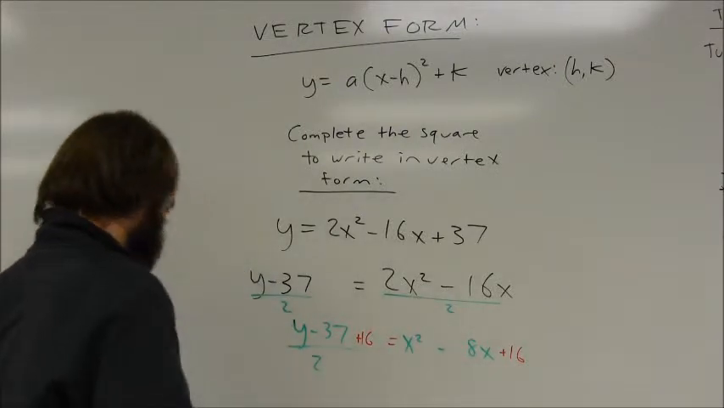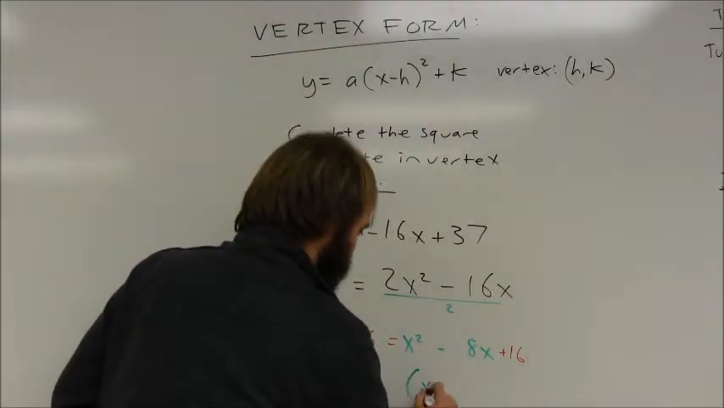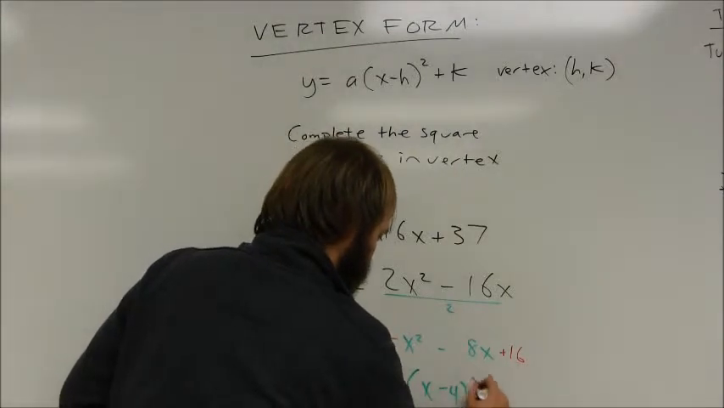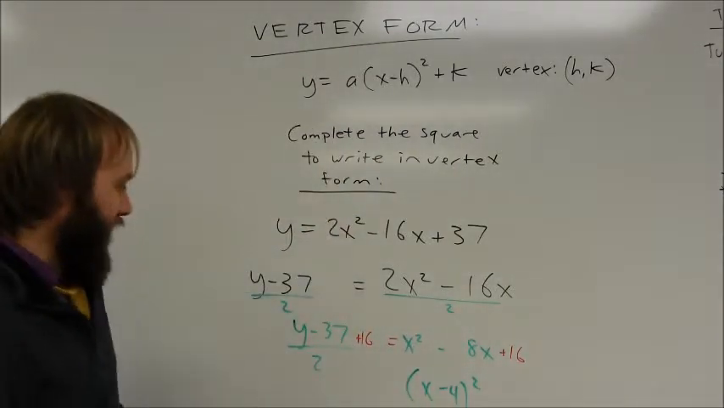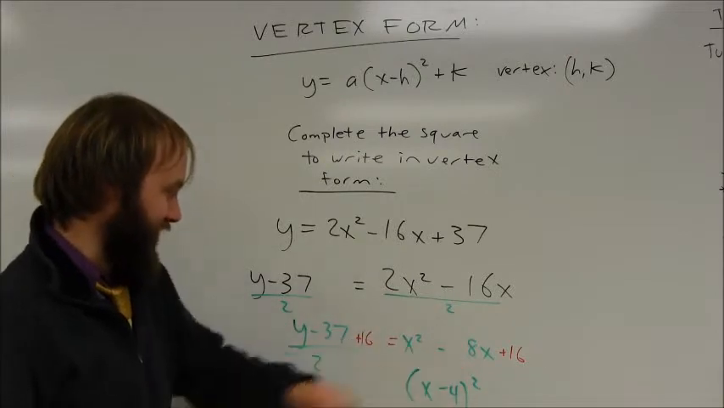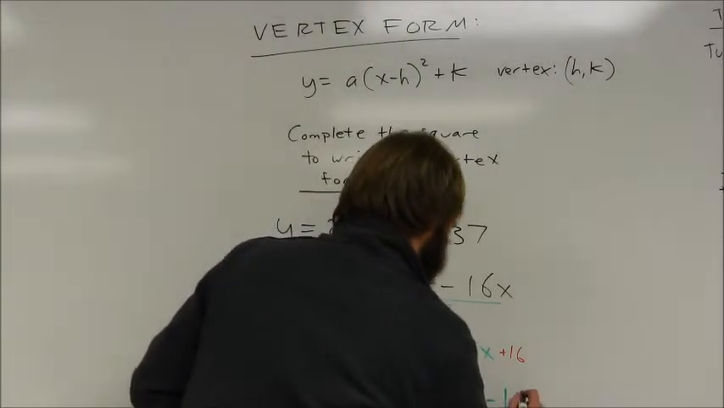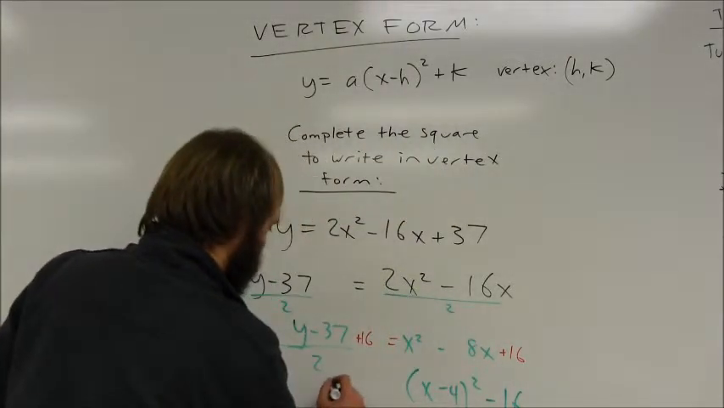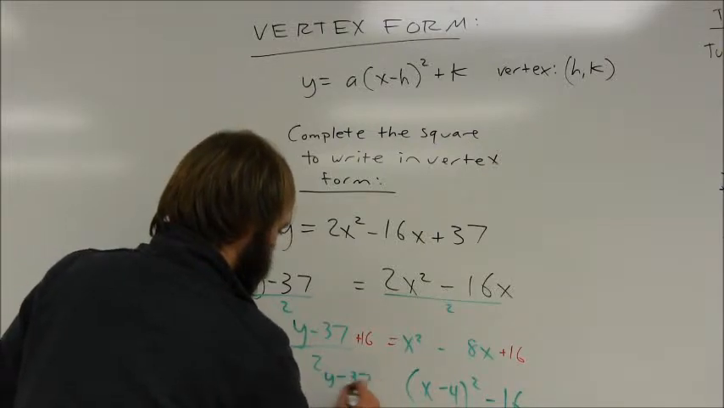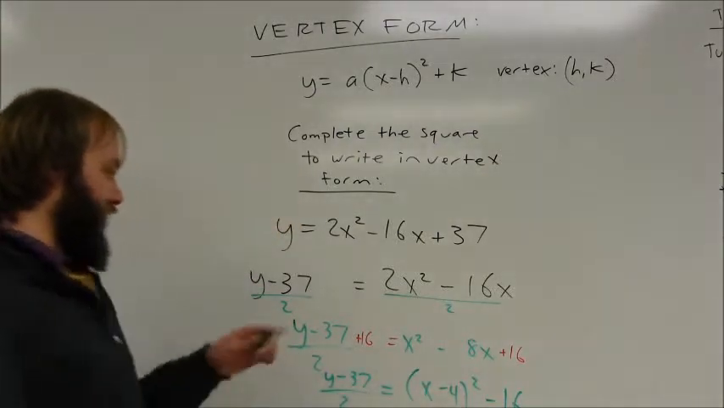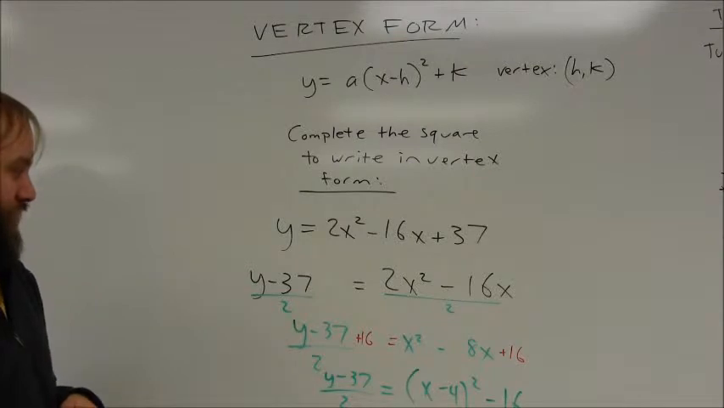In factored form, this factors as the quantity x minus 4, quantity squared. I can go ahead now and subtract the 16 from both sides, and I'm going to get something that looks like this. So I'm going to have y minus 37 all over 2 equaling this, now that the 16 is back on the other side.